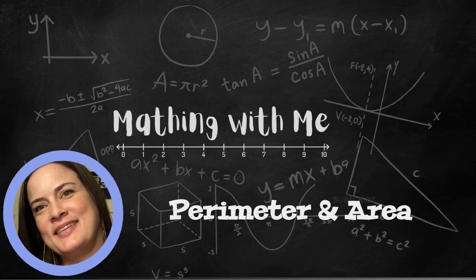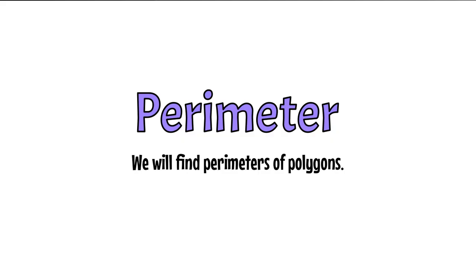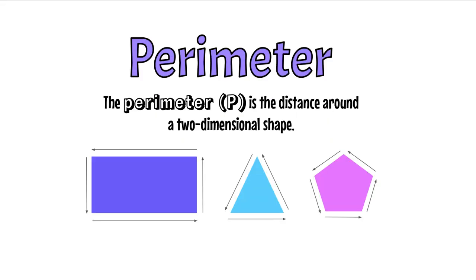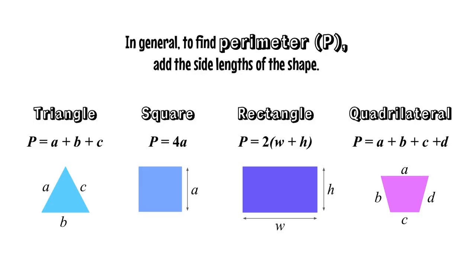In this video, we will be finding perimeter and area of shapes. Let's start with perimeter. The perimeter is the measurement of the distance around a two-dimensional shape. In general, we can find the perimeter of a shape by adding up its side lengths. There are, however, some formulas that may be shortcuts.